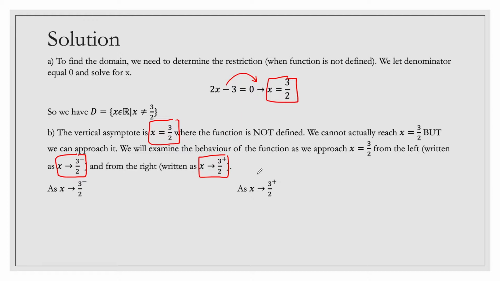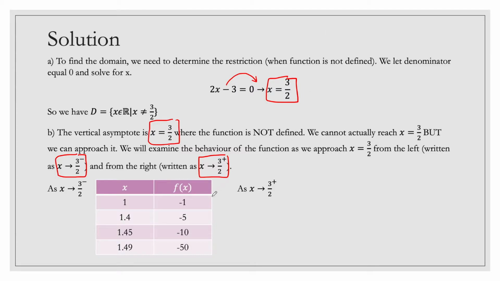So that means that we are going to be subbing in numbers that are smaller than 3 over 2, right? Because that's coming in from the left. So in this case, I just picked a couple of values that are close to 3 over 2 on the left. At first I start with one that is a little further out. So 1 is obviously close to 3 over 2, but it's not actually that close.